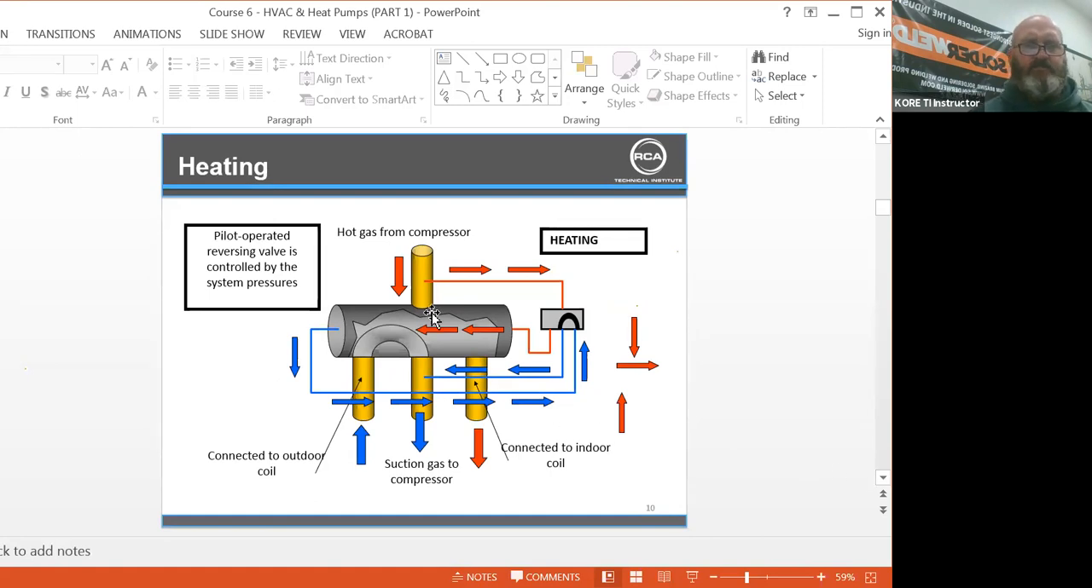In heating, here's your hot gas from your compressor. It goes down here to the indoor coil, so this hot gas is going to the indoor coil for heating. Connected to the outdoor coil, returning this back to the compressor. You can see all the changes here. This is in the heating mode. You can see there's your slides. This is pushing.